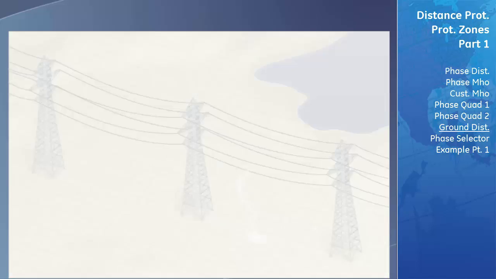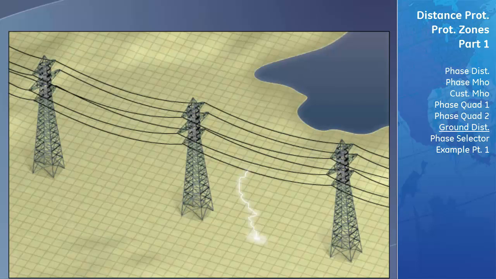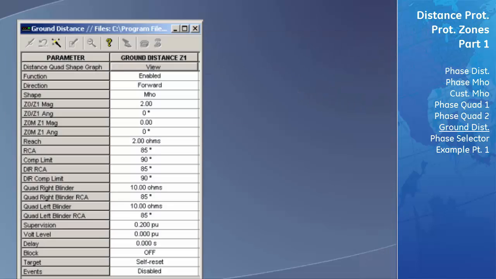In this section, we will cover the settings for the ground distance elements. The ground distance elements are used to detect single phase-to-ground faults. Most of the settings needed to be set for each ground distance zone of protection are the exact same as the settings that needed to be configured for the phase distance zones. In this section, we will just concentrate on the settings that are different from the phase distance elements. If you need more information on these settings, please see the phase distance element section.